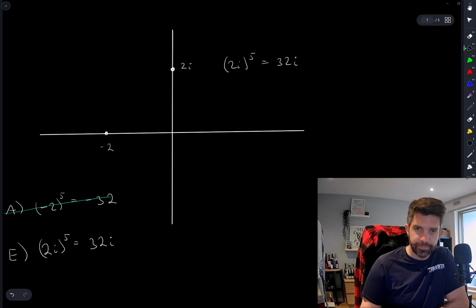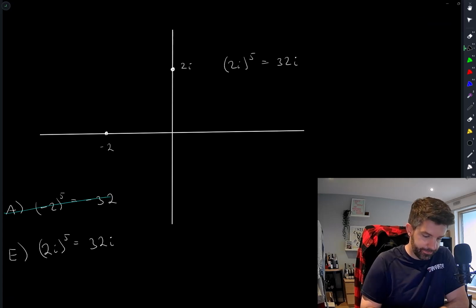Okay. -√3 plus i. So -√3 plus i is something like here, let's say there. That raised to the 5... oh goodness, I might have to draw some triangles and figure things out here. Let's come back to that one.